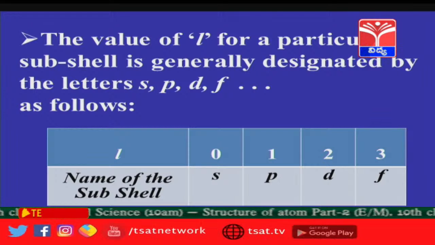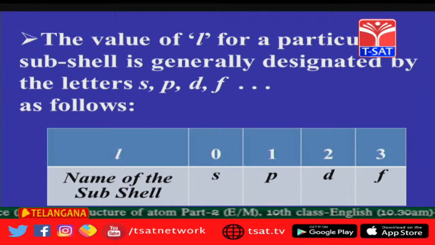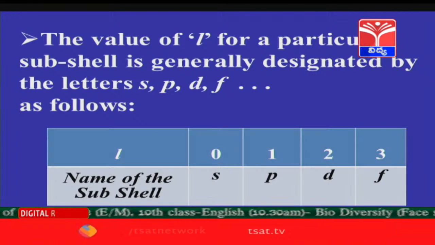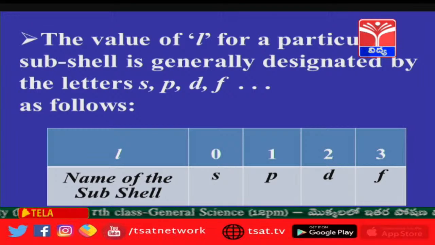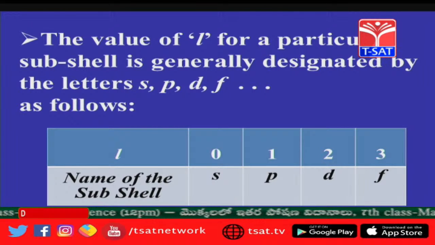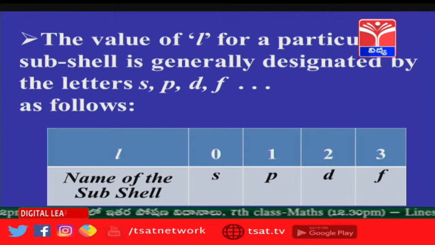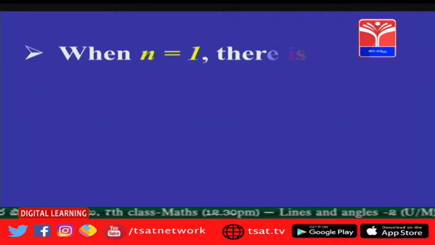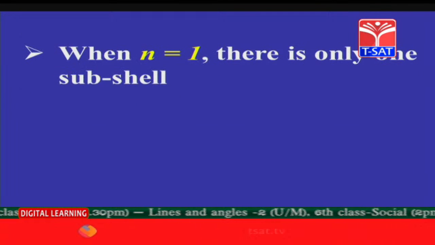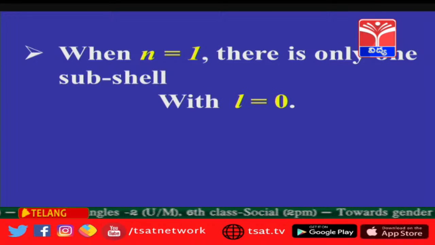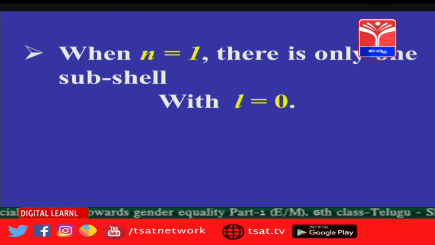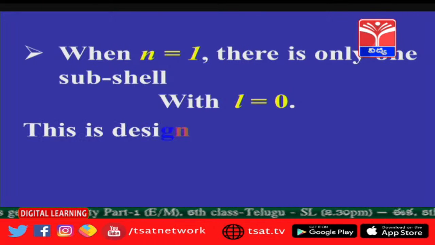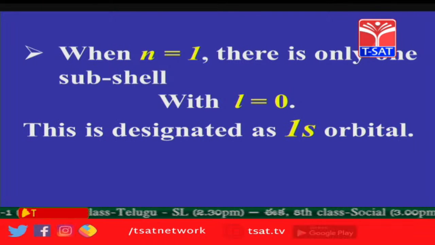If L is equal to 0 then it indicates S orbital, if L is equal to 1 then it indicates P orbital, if L is equal to 2 then it indicates D orbital, if L is equal to 3 then it indicates F orbital. When n is equal to 1 there is only one subshell, that is 1s orbital, and that value is indicated as 0, L is equal to 0. This is designated as 1s orbital.